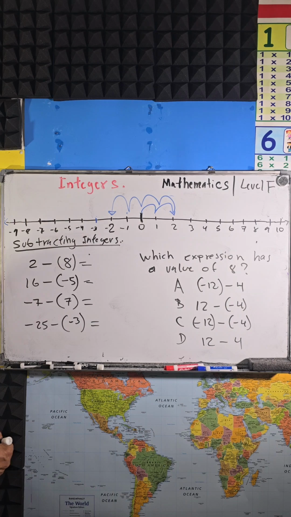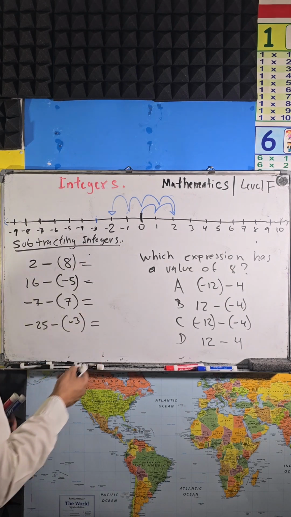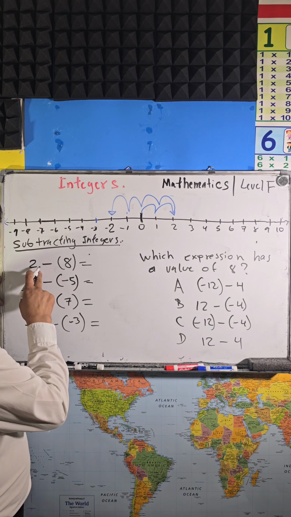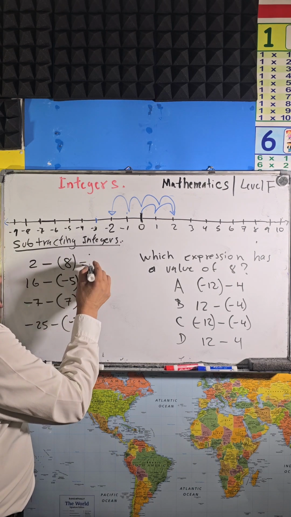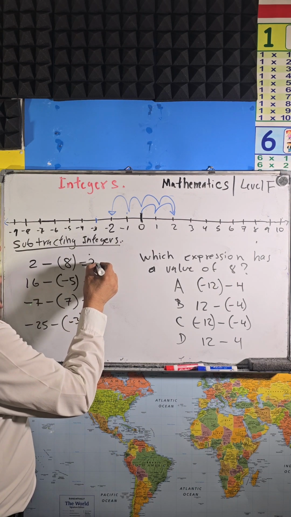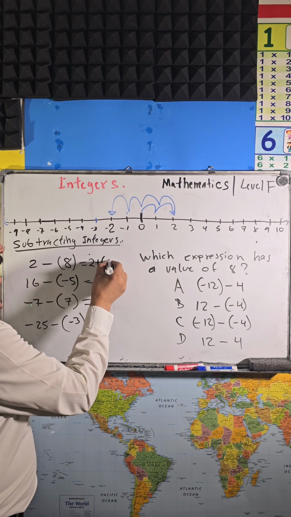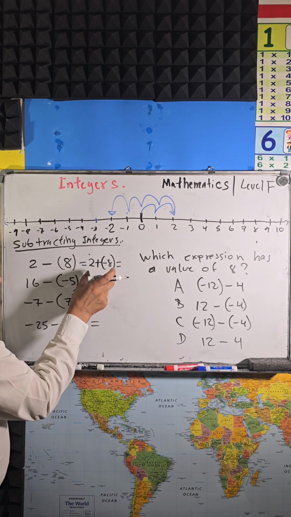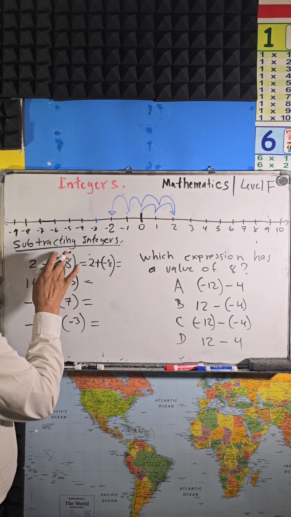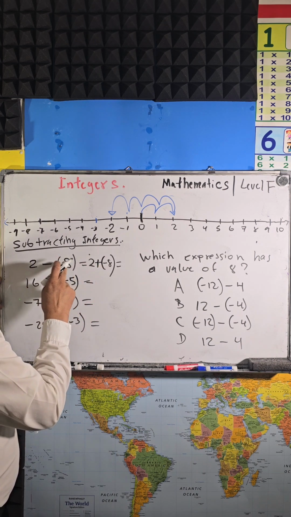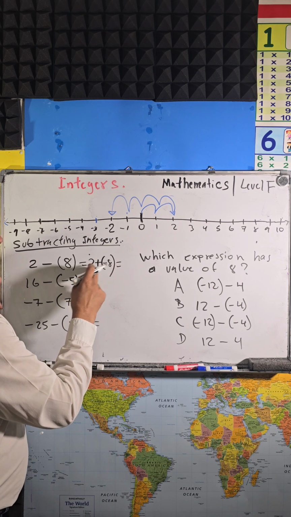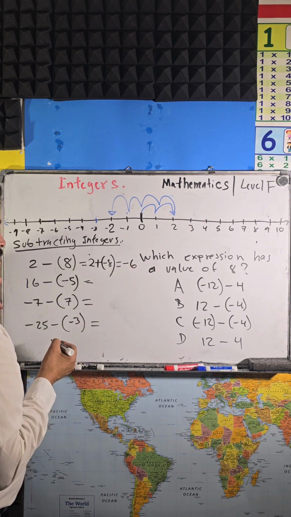So now, let's solve this first. We have to write the same number right here, 2 plus negative 8, which equals, so we have to add it. What is the opposite? The opposite of 8 is negative 8. So therefore, negative 8 plus 2 is negative 6, right?